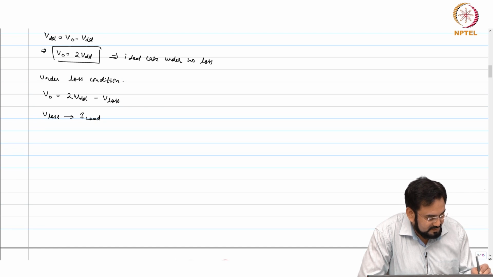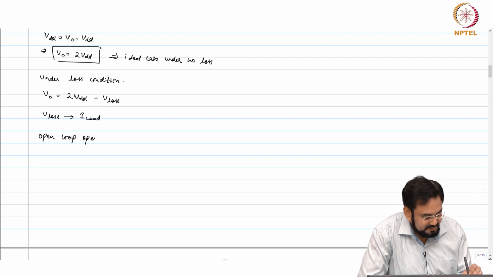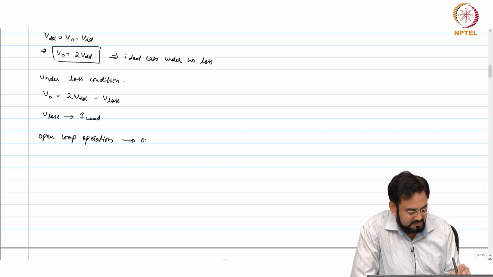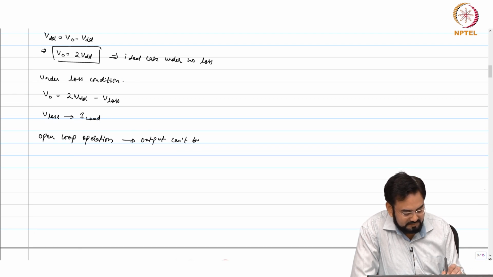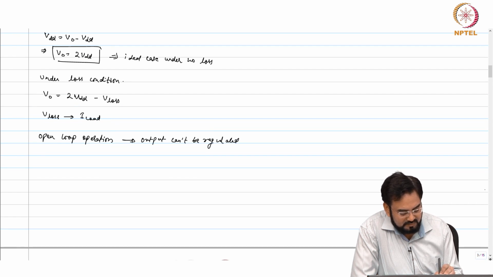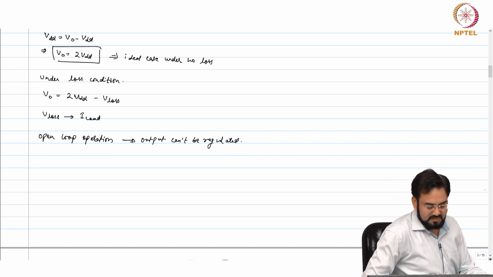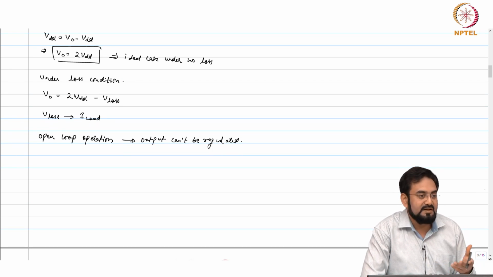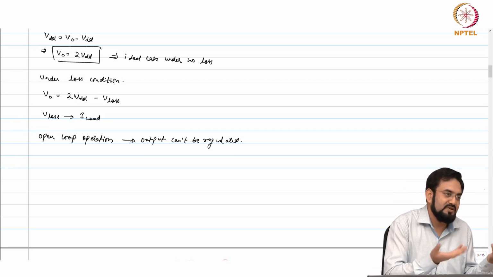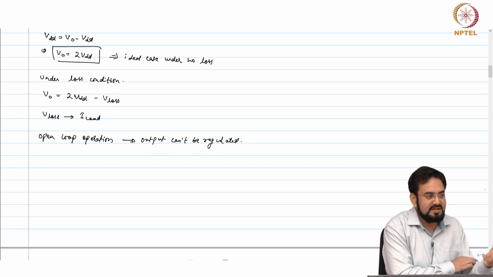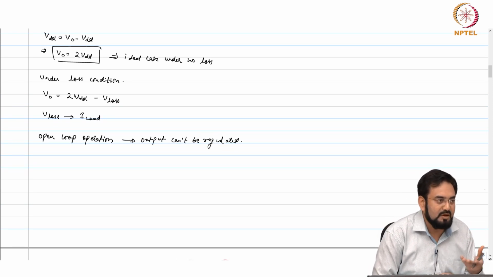So this is open loop operation. Output. It can't only be regulated, but there is no feedback, so it will not respond to your transient also. Your transient will mostly depend on the output capacitor you have.